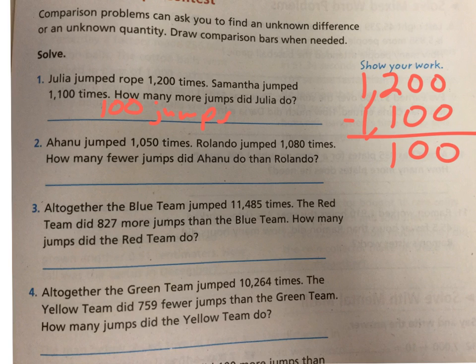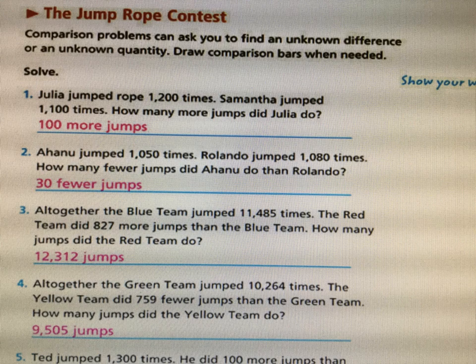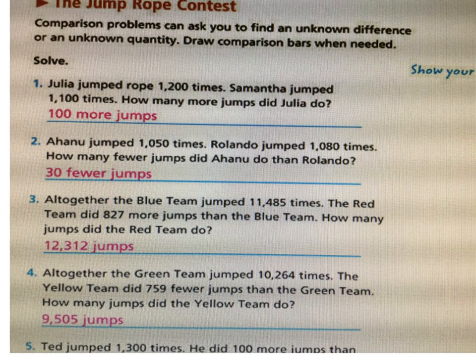Okay, please go ahead and do 2, 3, and 4 in your book right now. Pause your video and then come back for the answers in a moment. All right, let's look at the answers of 2, 3, and 4 now. So we got the new page up here, 100 more jumps. Number 2 was fewer jumps, Number 3 was 12,312 jumps. And number 4 was 9,505 jumps. All right, simple. Usually it's finding the difference and subtracting.